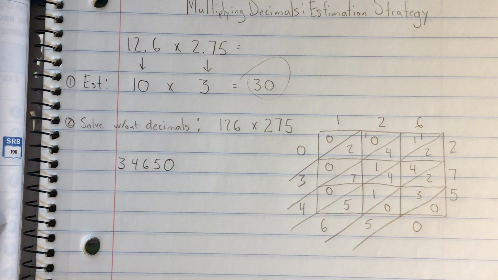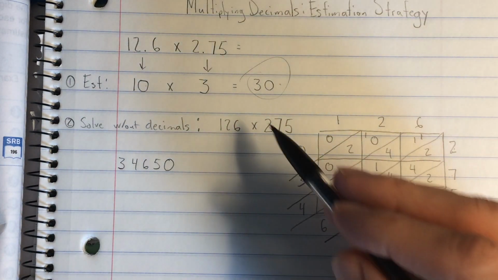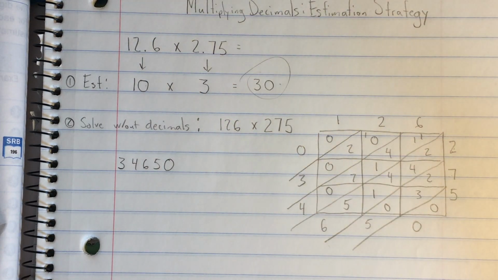All right, so you can tell our estimate was 30, but our real answer right now is sitting at 34,650. And this should be a red alert that says this is super wrong. There's no way our estimate should be here, and our real answer should be in the tens of thousands. But you have to remember, we took out the decimals.